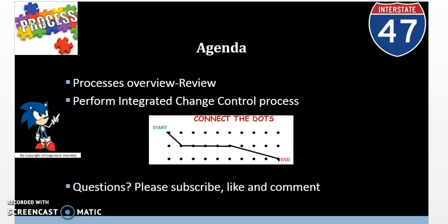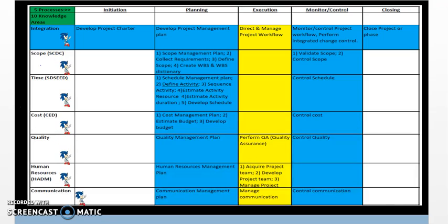Today's agenda, we will be going over and revisiting the process overview from the PMBOK table and the fifth process, which is the perform integrated change control process. This process occurs at the intersection of the integration knowledge area and controlling process group.